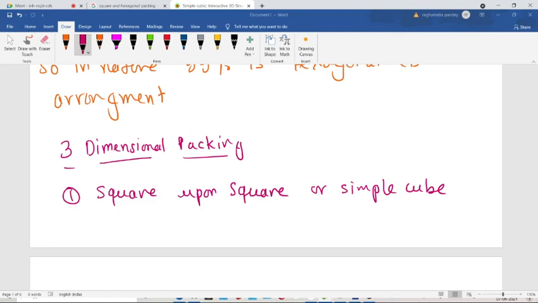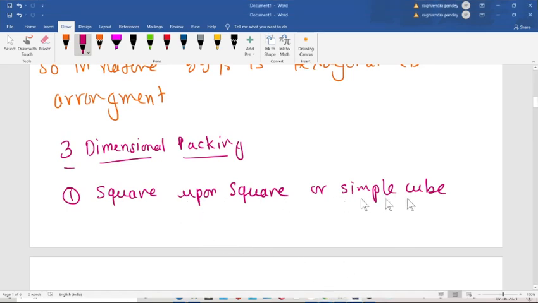Alpha, beta, gamma are the angles in 3D. These are the alpha, beta, gamma angles. So we understood the 3D of this square. So a square stacked upon a square. That is the one basic thing. So a square stacked upon a square is the simple cube.